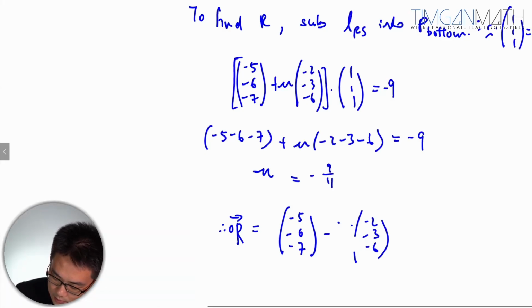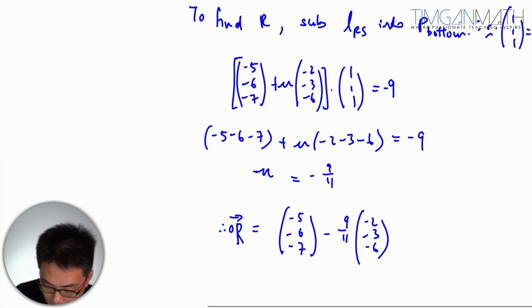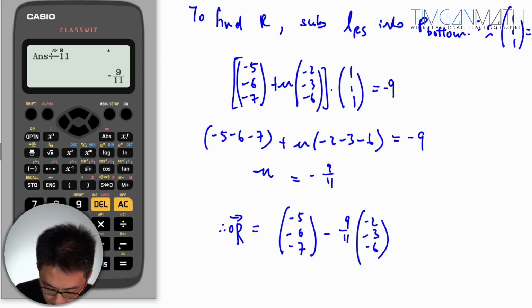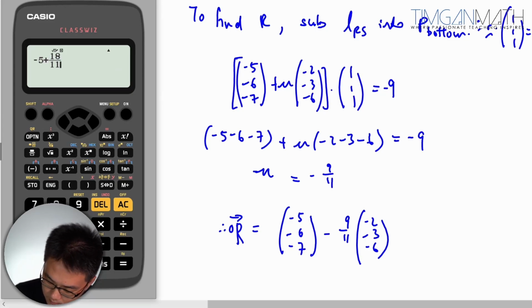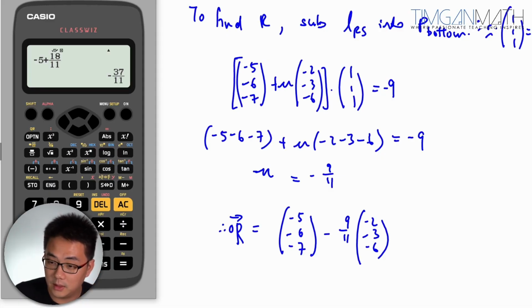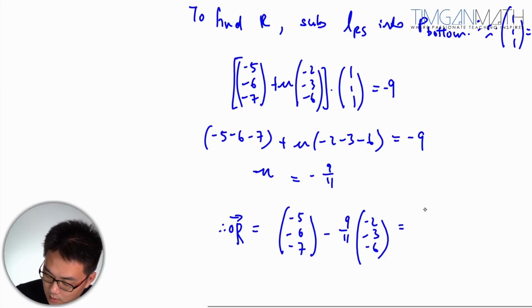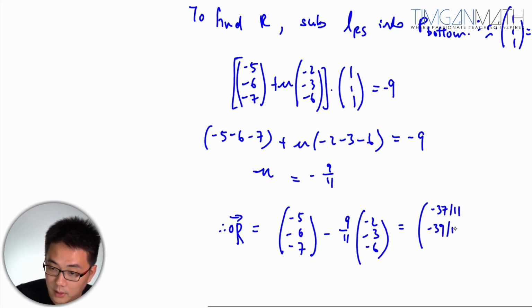Okay, once done, this part will be negative 5 plus 18 over 11. It will be negative 37. Yep, negative 37 over 11. The subsequent will be negative 39 over 11 and negative 23 over 11.